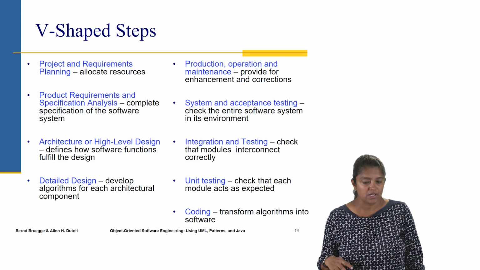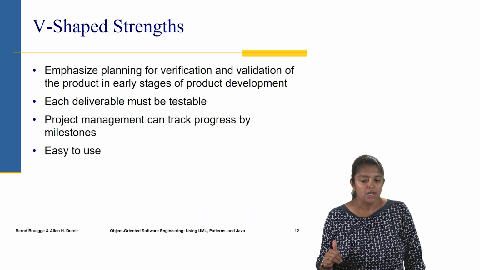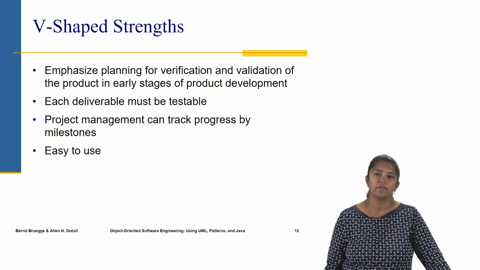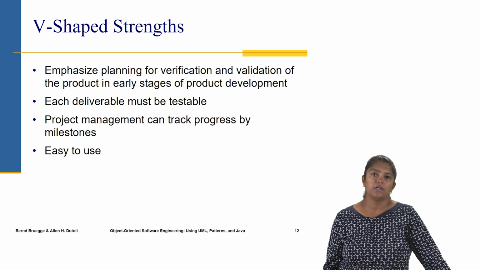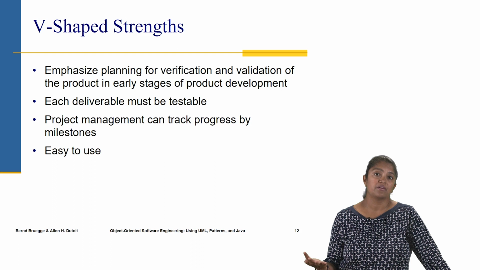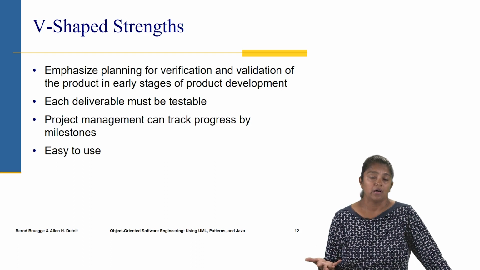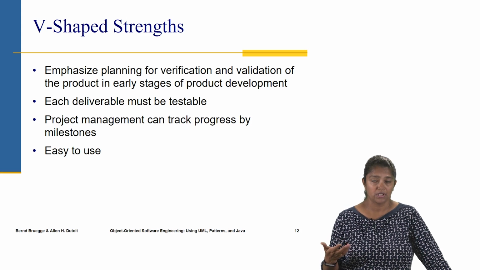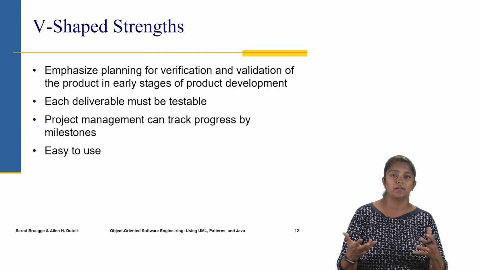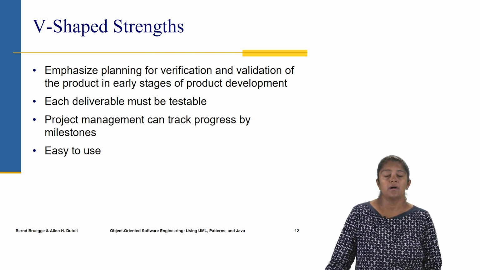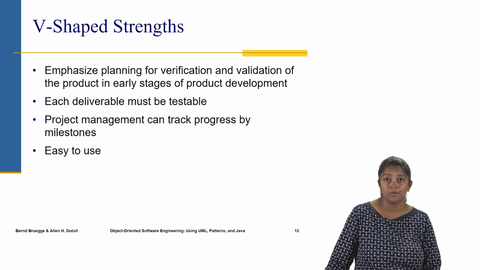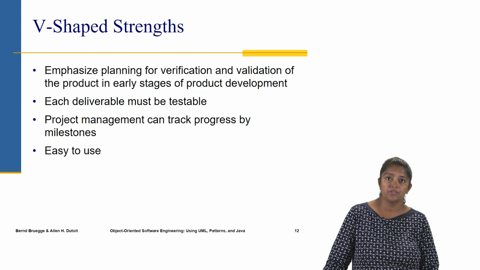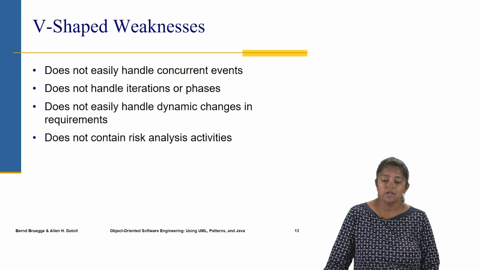So we discussed these different V-shaped steps. Now the strengths of the V-shaped model is that, because so much emphasis is on verification and validation, we have good quality software at the end. Every deliverable must be testable, so we are focusing on making sure that every deliverable is being tested. This also allows project management to track progress with clear milestones, and it's a fairly easy to use model. So those are some of the strengths of V-shaped.